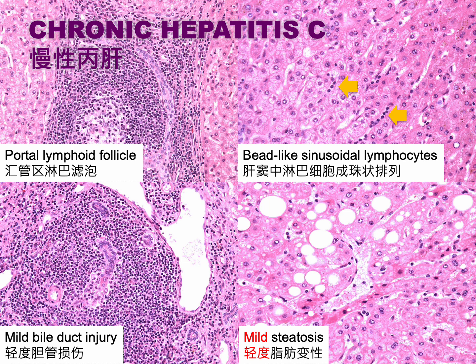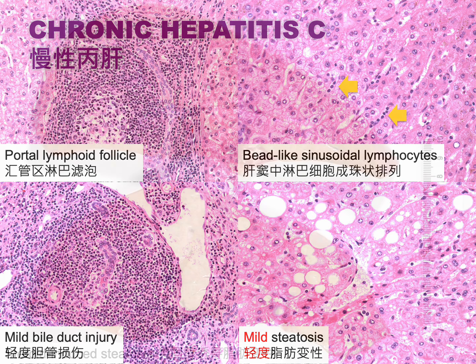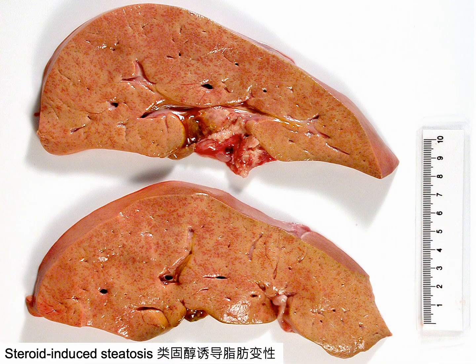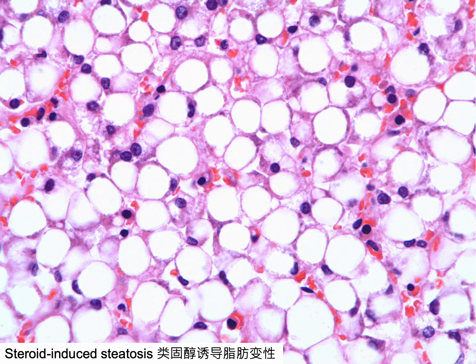However, if more than a mild degree of steatosis is observed in chronic hepatitis C, other causes of steatosis should be investigated. This is a gross autopsy photo of a markedly steatotic liver from a patient receiving high-dose steroids. This is the corresponding histological photo showing the steatotic pattern.